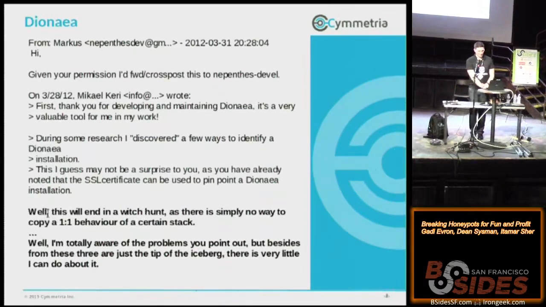And he says, well, this will end in a witch hunt, as there is simply no way to copy a one-to-one behavior of a certain stack. Well, I'm totally aware of the problems you point out, but besides from these, three are just the tip of the iceberg. There is very little I can do about it.